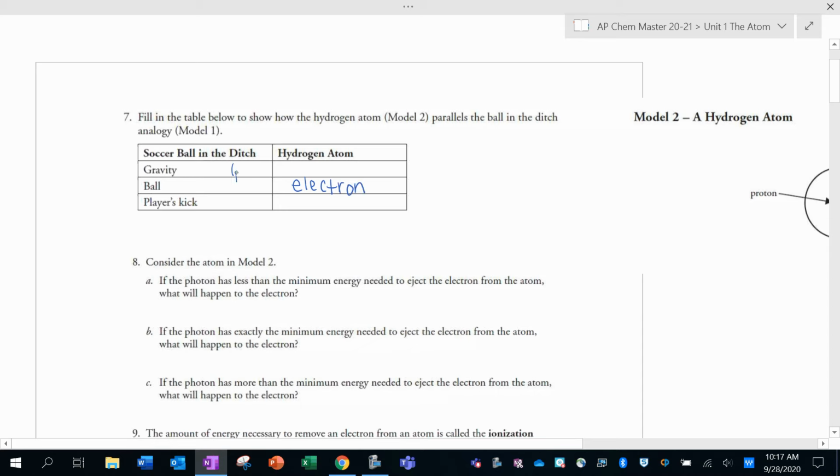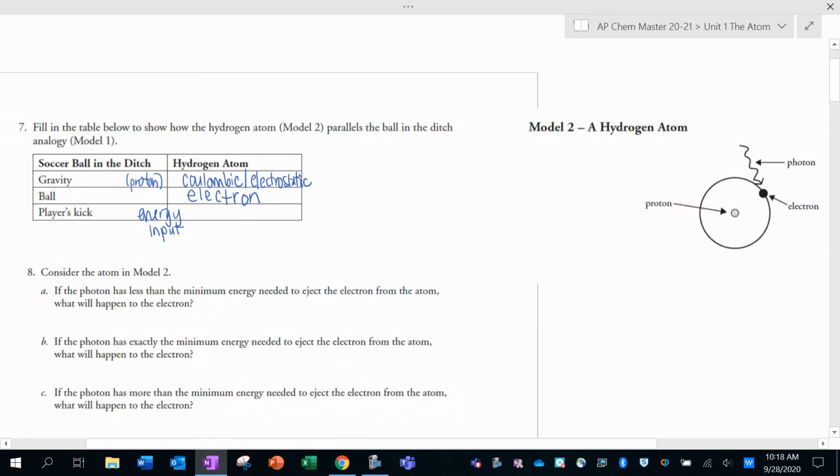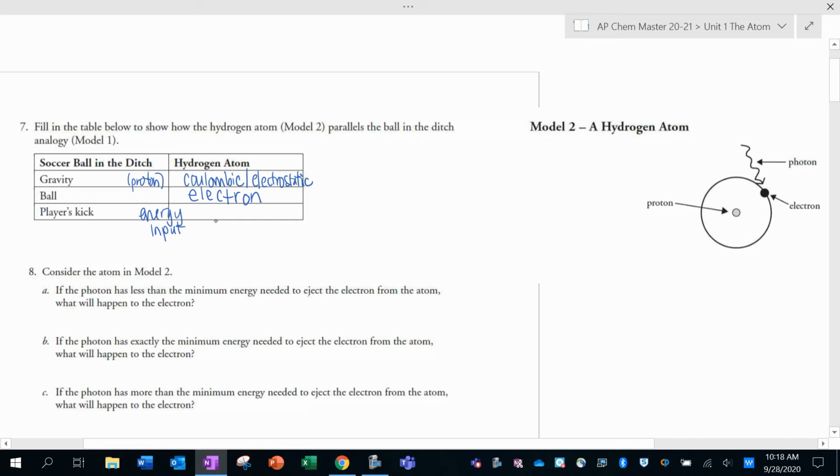I saw a lot of people wrote proton, but proton's an object. It's not really an attractive force here. So the force we might want to talk about here is the Coulombic attraction. You can call it the Coulombic attraction or the electrostatic attraction. That is what's holding the electron to the proton, the attraction between them. And then the player's kick, that is your energy input. In the example of the photoelectron spectrum, that energy input comes in the form of a photon. That's where the energy is coming from.